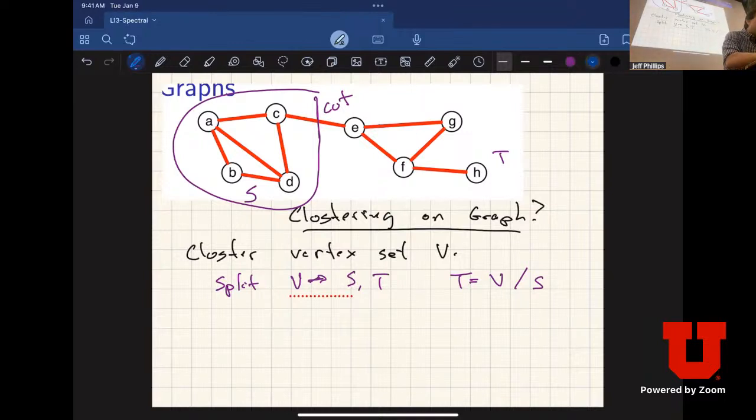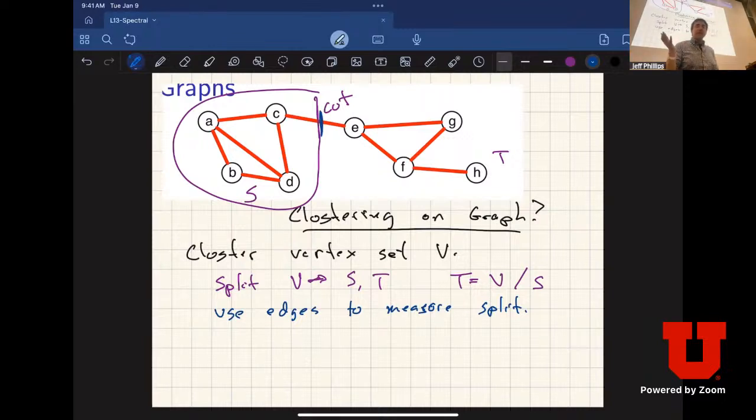We're going to use the edges to measure the split. How good is the split? We're somehow going to use the edges, okay? And this way of splitting was kind of nice because the way I've circled S, I've put all the vertices inside S and inside that purple loop, and I've only crossed over one edge. This seems like a good thing.